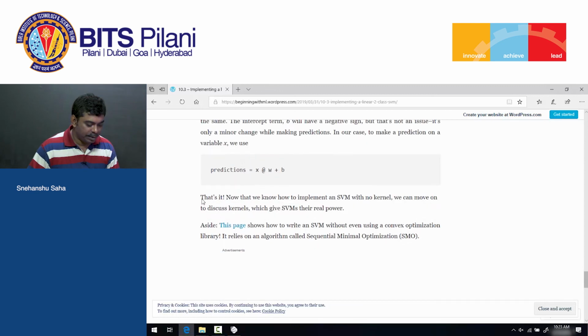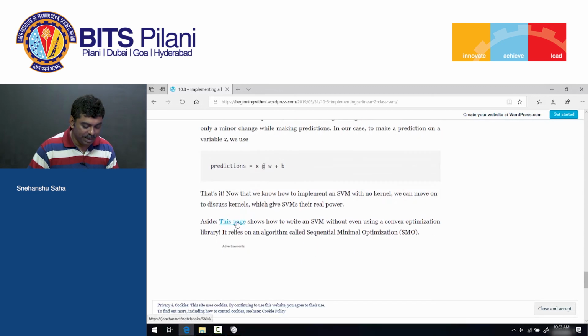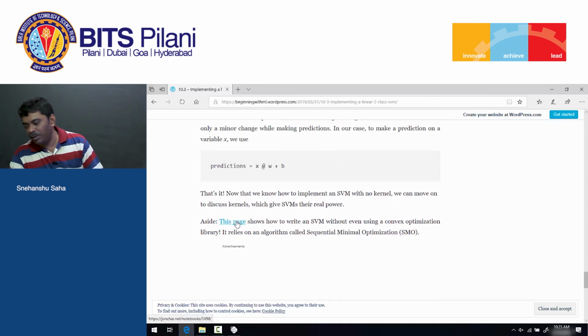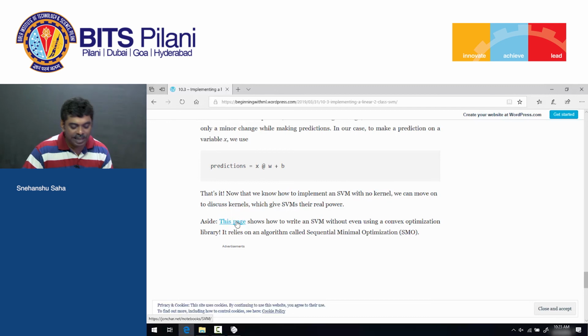There is also somebody else's page which shows how to write an SVM without using a convex optimization library. It relies on a sequential optimization algorithm called SMO. However, I'm not going to talk about that. More when we come back.